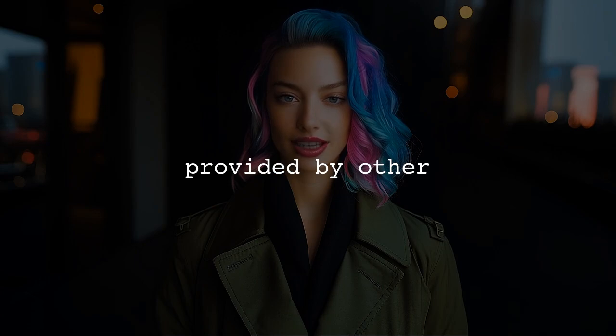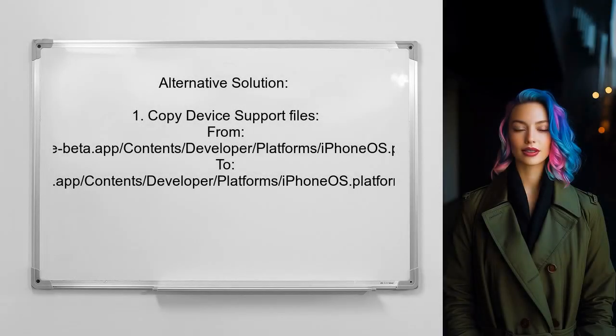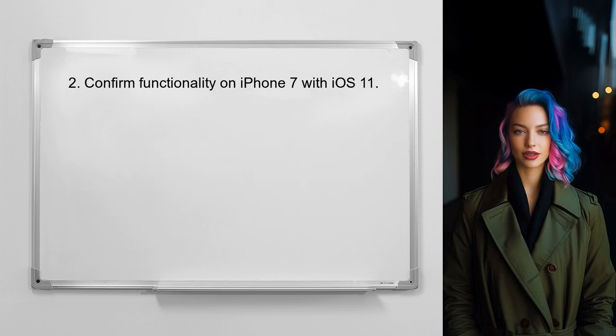Now let's look at the answers provided by other users. An alternative approach shared by another user involves copying the device support files from a beta version of Xcode to your current Xcode installation. They suggest copying the entire folder from the beta version's device support directory to the corresponding directory in your Xcode app.